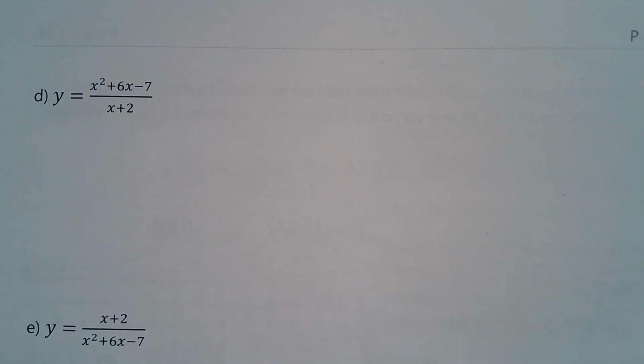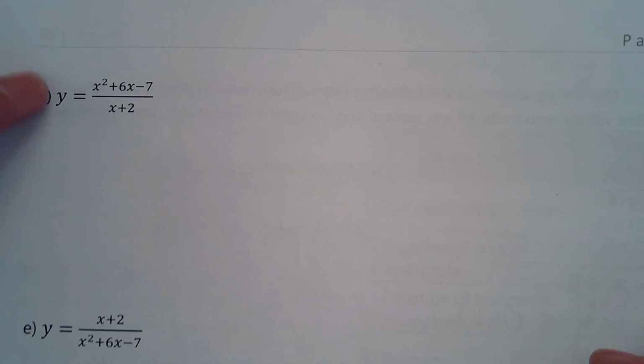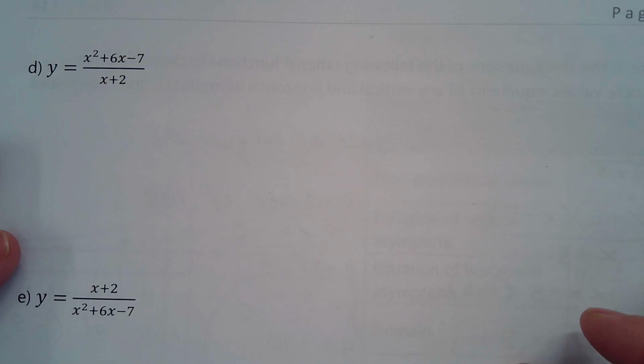Good. Now you're wondering, okay, so when do we get an oblique one? An oblique one happens when there's a remainder, a remainder after you've divided it. So let's see this one here.